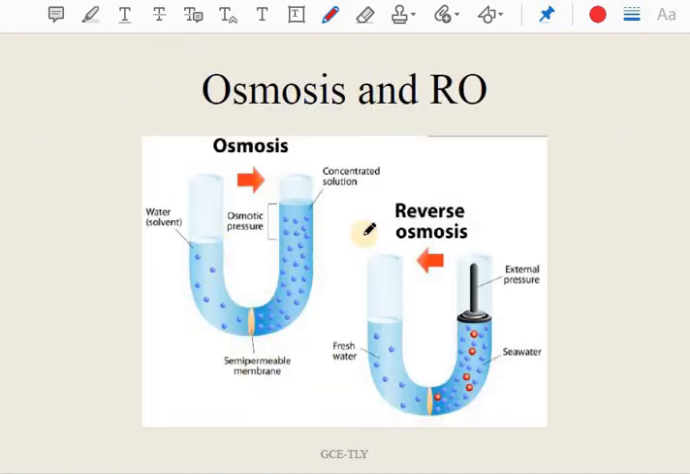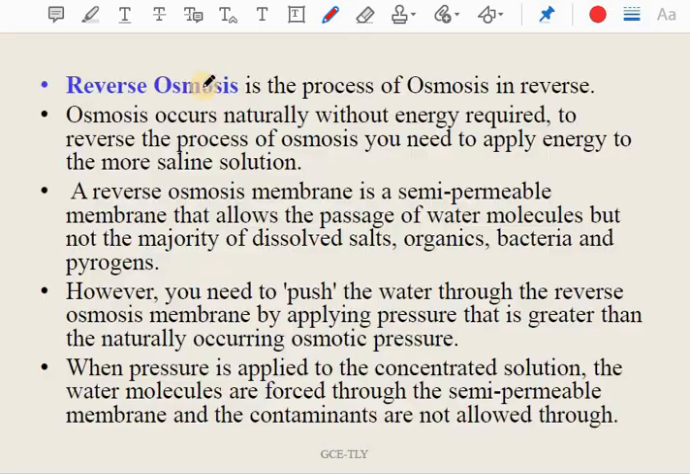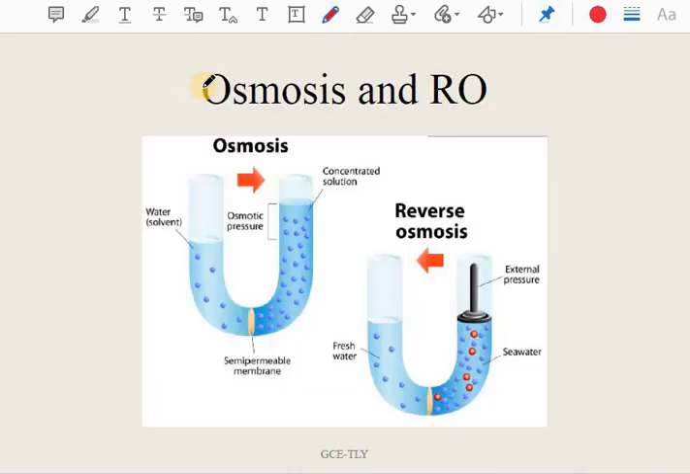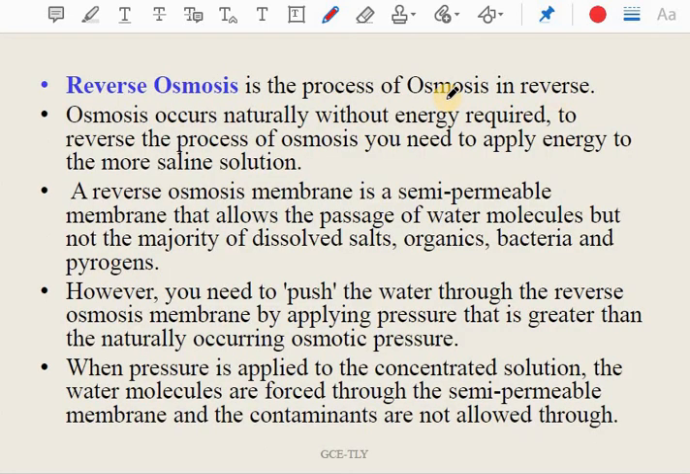So here you can see osmosis is a spontaneous process and doesn't need any driving force, while reverse osmosis is a non-spontaneous process and it needs pressure to drive the reaction, as it is the opposite of a natural phenomenon. Reverse osmosis is the reverse process of osmosis, and osmosis occurs naturally, but here we need to apply some amount of energy. An RO membrane is semi-permeable and allows the passage of water molecules but not other salts and pyrogens, which are the agents which cause fever.